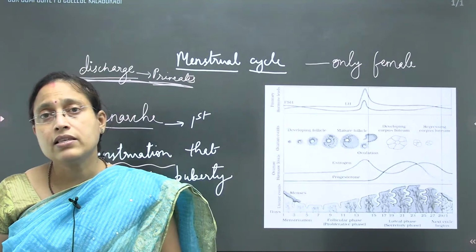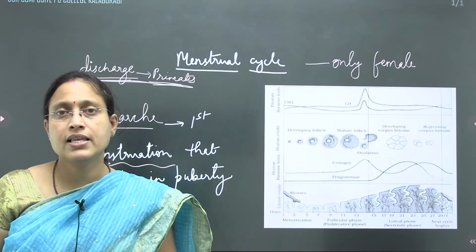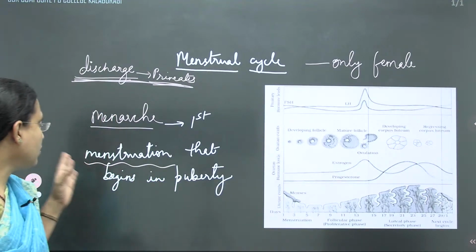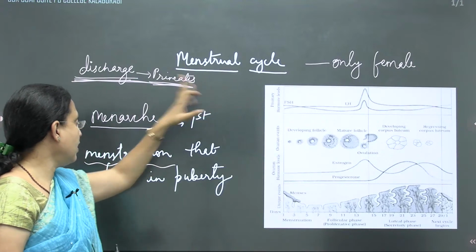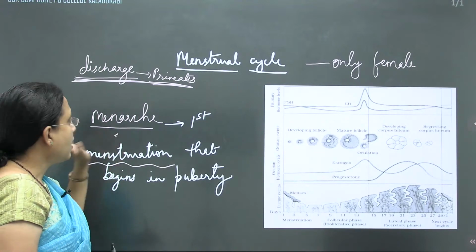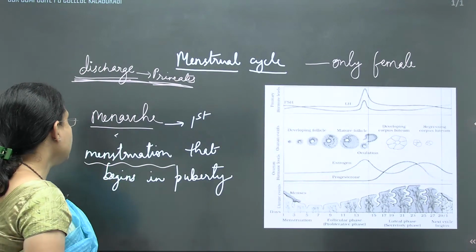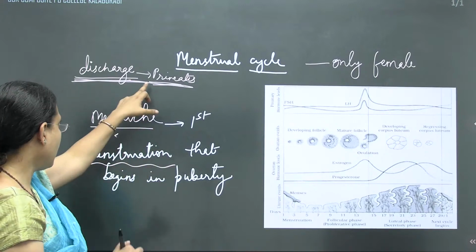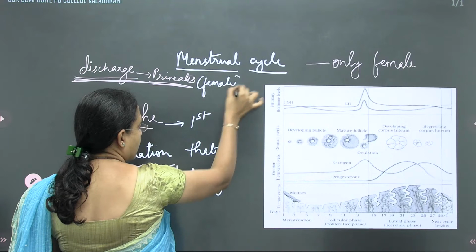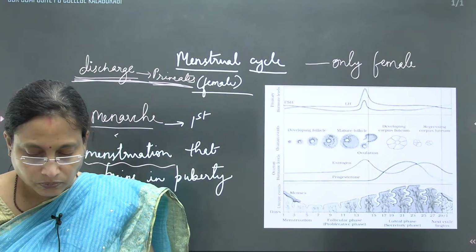Whereas in case of non-primates, the endometrium is reabsorbed. So this is about the definition of menstrual cycle, and then what is a term called menarche. The first time discharge occurs is called menarche. And remember, this cycle will occur in the female of the primate.